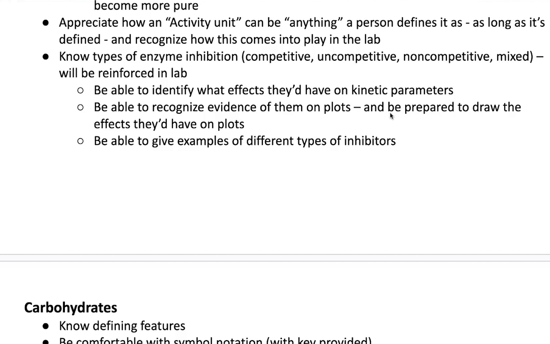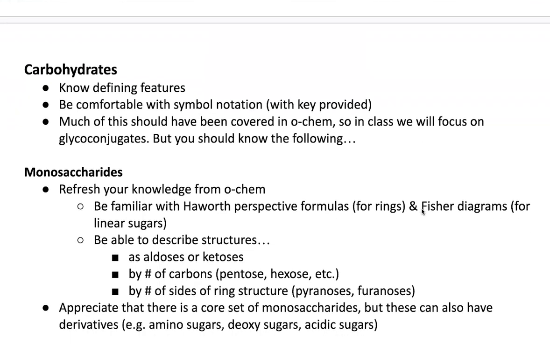So if I were to show you a plot, will you be able to say, okay, is there an inhibitor present? So we have this inhibitor present. What type of inhibition is occurring? Or if we have this type of inhibition, what would we expect to see on the graph? Be able to do those sorts of things and be able to give examples of different types of inhibitors.